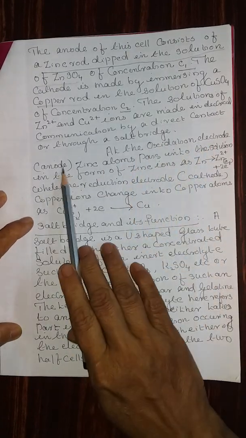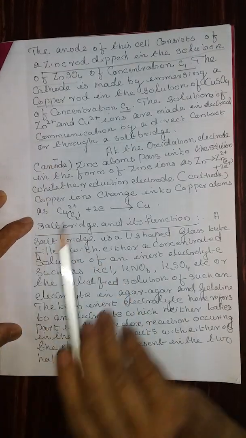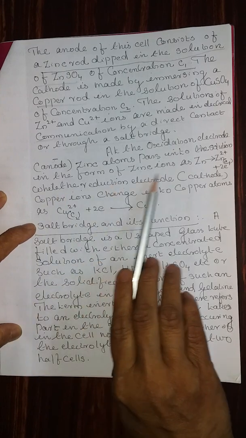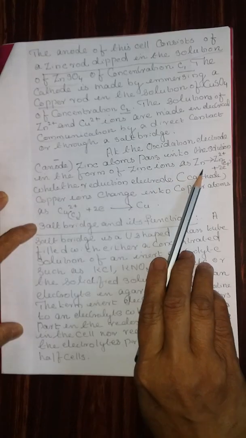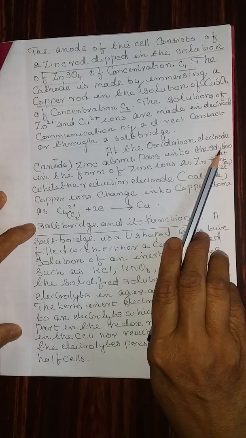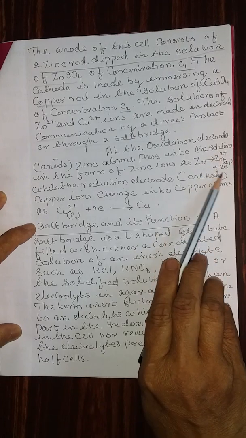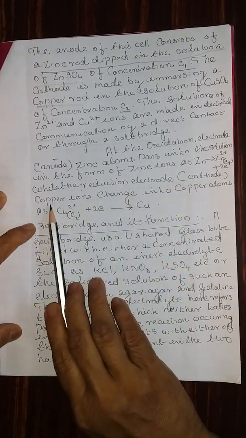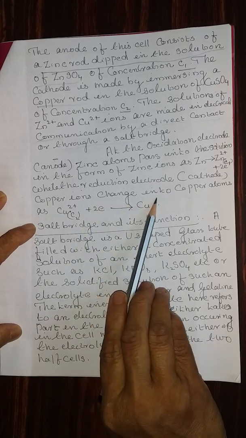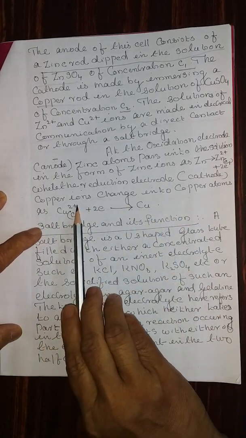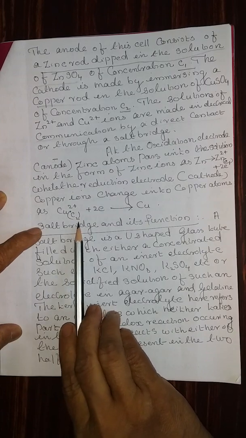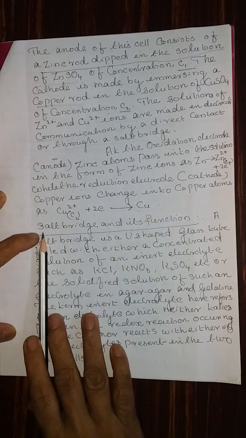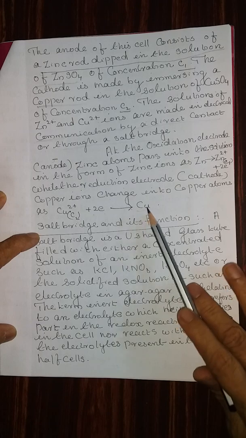At the oxidation electrode, that is the anode, which is of negative polarity, zinc atoms pass into the solution in the form of zinc ions. That is, zinc is converted into Zn2+ with concentration C1 plus 2 electrons. While at the reduction electrode, that is the cathode, copper ions change into copper atoms, that is Cu2+ of concentration C2 accept 2 electrons and form copper. Now, these are the reactions taking place in the cell.